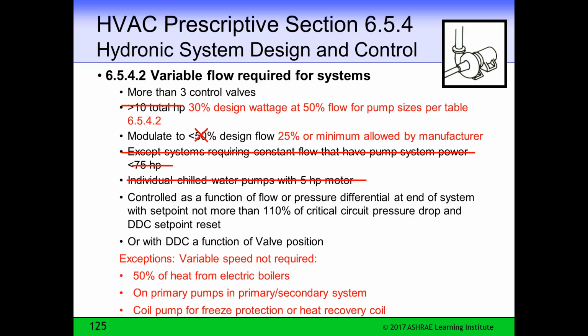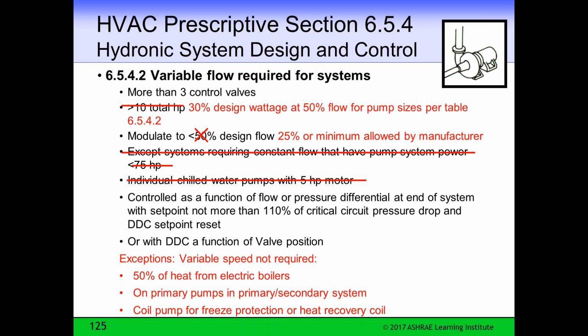Now, I've done a strikeout and red line of this requirement: variable flow required for systems. So we're taking the 2013 and marking it up for the 2016. This kicks in if you have more than 3 control valves. You have to have something to vary the flow before it pays off to vary the flow. Now, you have to put in a variable speed drive on the pump, with 30% design wattage at 50% flow for pump sizes per table, and I'll show you the table.